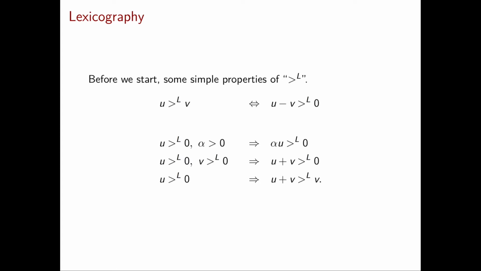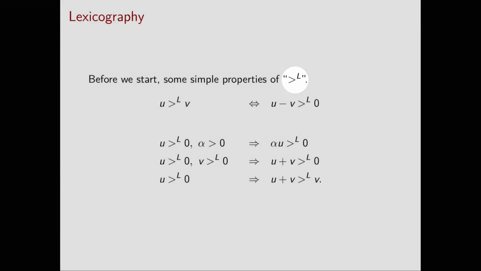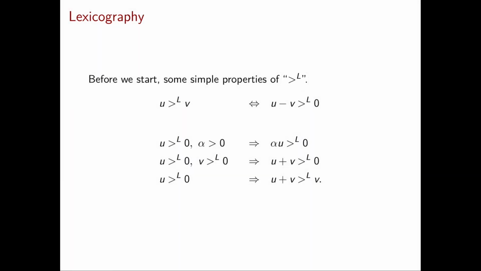Before we start with the proof, I want to state here a few simple properties of the operator being lexicographically larger. All these properties are very intuitive, but I recommend that you prove all of them. They're actually really simple to show. The first property here tells us that U is lexicographically larger than V if and only if U minus V is lexicographically larger than 0.